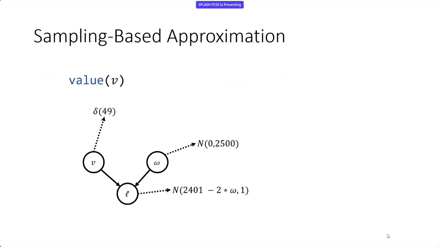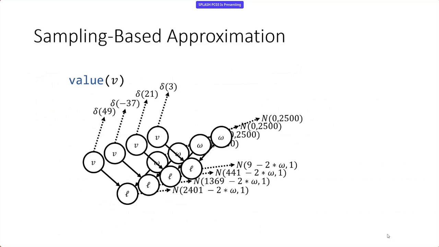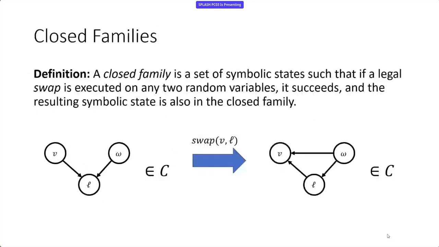But this comes at a cost of approximation error, because instead of having an exact distribution with v having a normal distribution, we now have this approximation. And we'll have multiple of these particles that in the limit approaches the right distribution, but this is not as good as having the exact distribution. So we would like to avoid this situation, or at least we'd like to understand when the semi-symbolic runtime gets itself into this situation. In order to do this, we have a key concept called closed families.